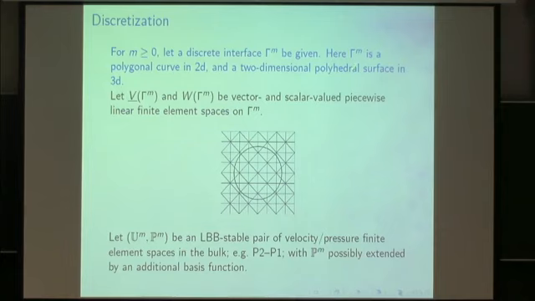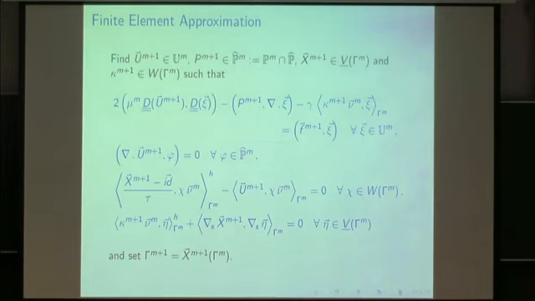On these hypersurfaces, you can then introduce finite element spaces. We only look at piecewise linear finite element spaces. And in the bulk, you just look at standard finite element spaces for Navier-Stokes problems. We mainly look at, for instance, P2, P1. That means piecewise quadratics for the velocity and piecewise linears for the pressure, which can be shown to be LBB stable, which is important if you want to show existence and uniqueness for a discrete scheme, for instance. And once you've done that, this is now the discretization.